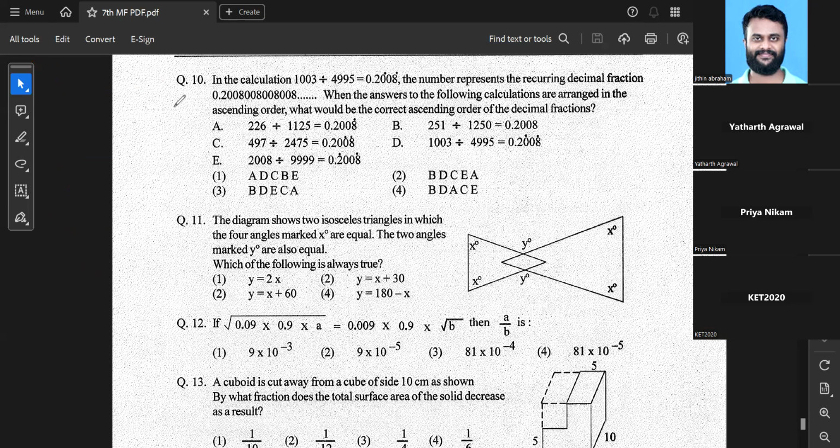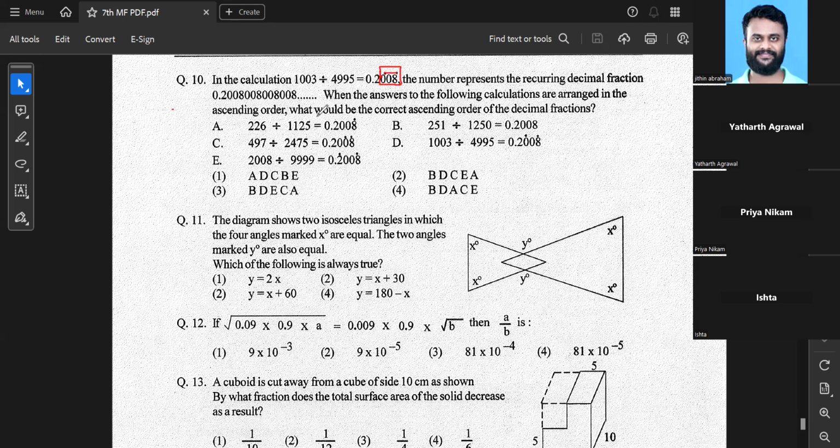Question number 10. In calculation, 1003 divided by 4995 is equal to 0.2 with dots, and 0.8 with dots. The number represents the recurring decimal fraction as 2008, 008, 008. Achha. So two dots mean, between dot and dot, it's a bar, which means these three numbers are going to be recurring. They are going to be repeated.